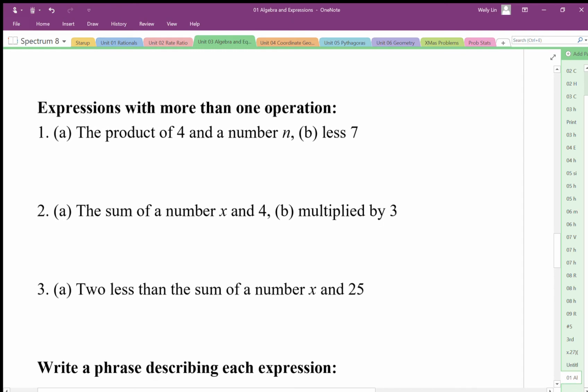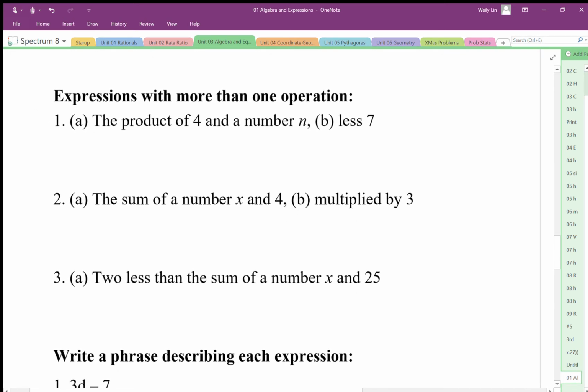So if we have more than one operation, we have to be mindful of BEDMAS. So sometimes we need to be able to put brackets in if we need to. So a product of a number n, 4 and a number n, is 4n minus 7. Okay, in the order that it happened, the product first, minus second. We don't need brackets because BEDMAS will naturally do the times before subtraction.